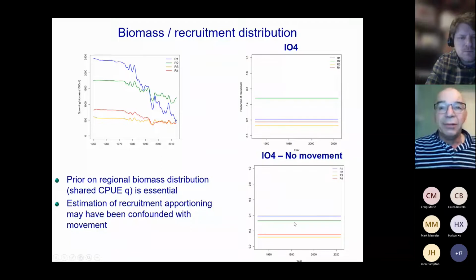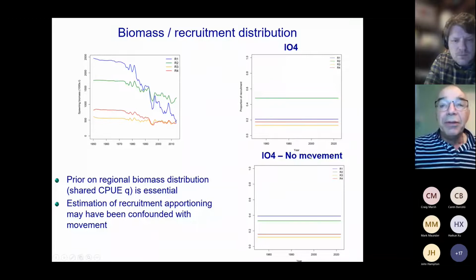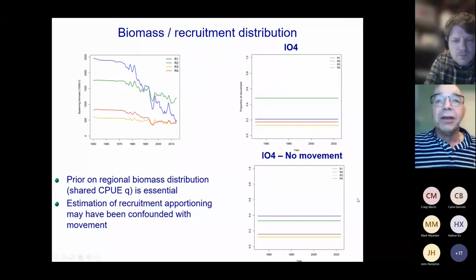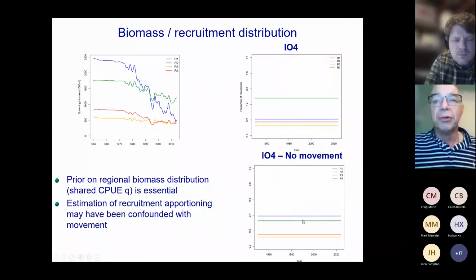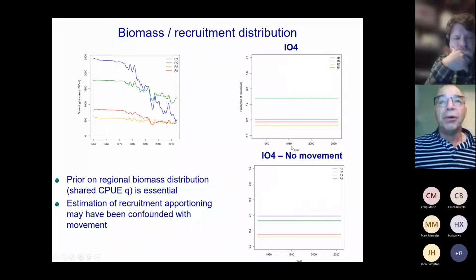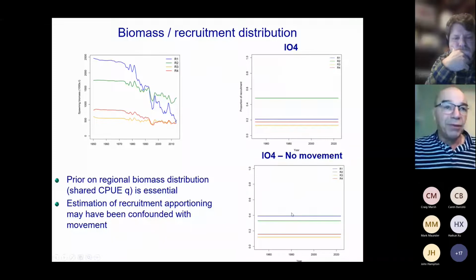Oh yes, and sorry, not doing enough clicks ahead of time. In the IO4 model, if we don't have movement, that's down here in the lower right-hand corner. Here we see that there's a flip-flop of the region 1 and region 2 recruitments. So what we're seeing is that with movement, we see more recruits in area 2, but then they're moving into area 1, whereas with no movement, we end up with more of the recruits starting off in area 1.